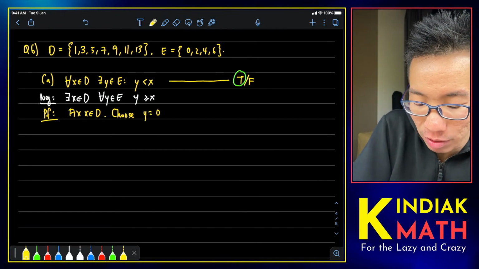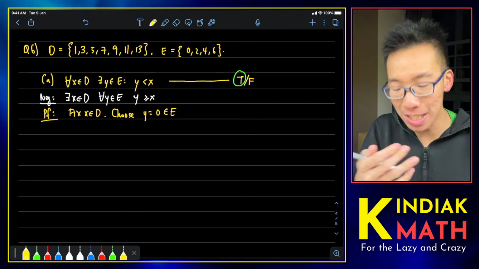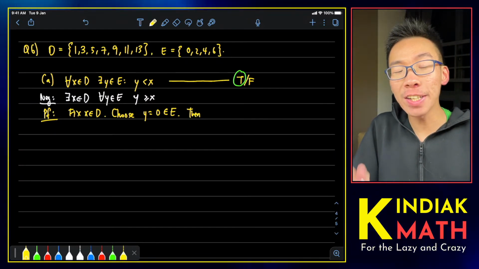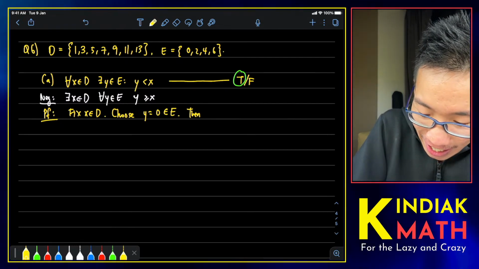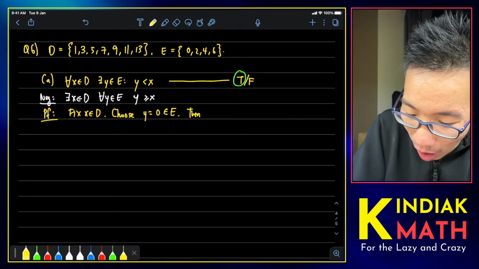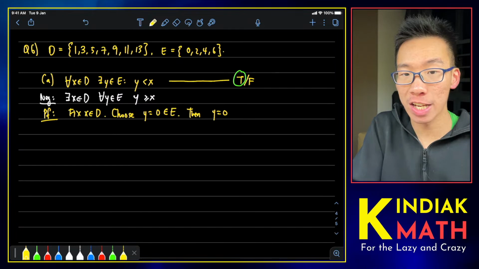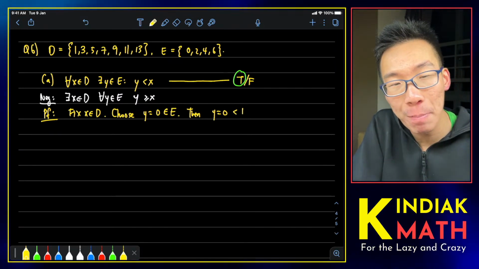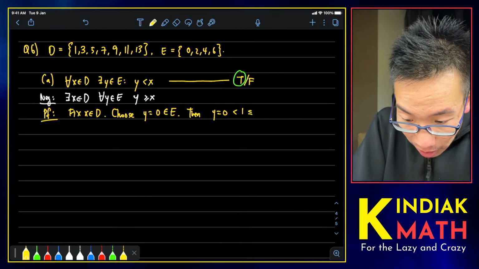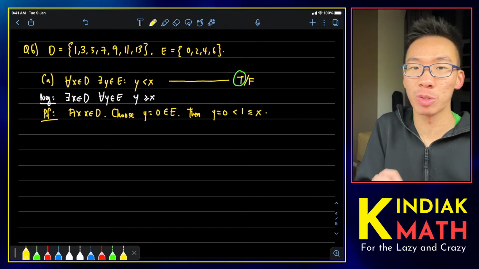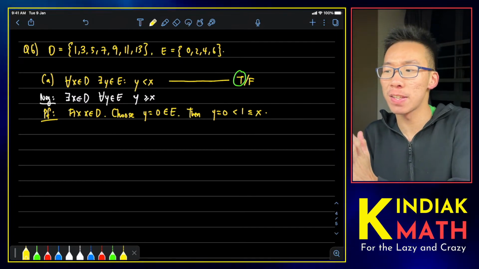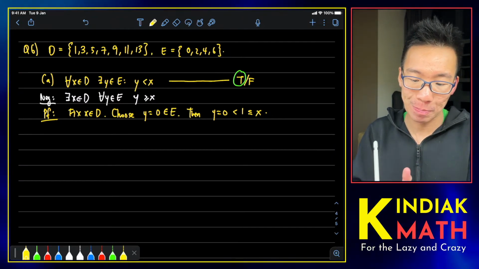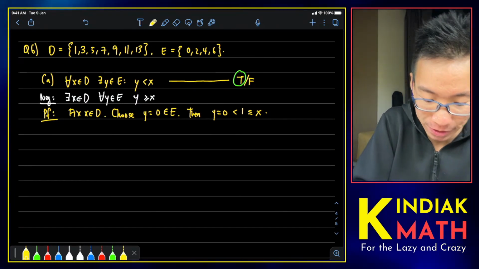Then we'll choose y equals 0, which belongs to E. Then for any number x in D, y is going to be strictly smaller than the smallest number in D. Any number in D is going to be bigger than or equal to 1, but 1 is strictly bigger than 0, which is equal to y. And that's our proof.